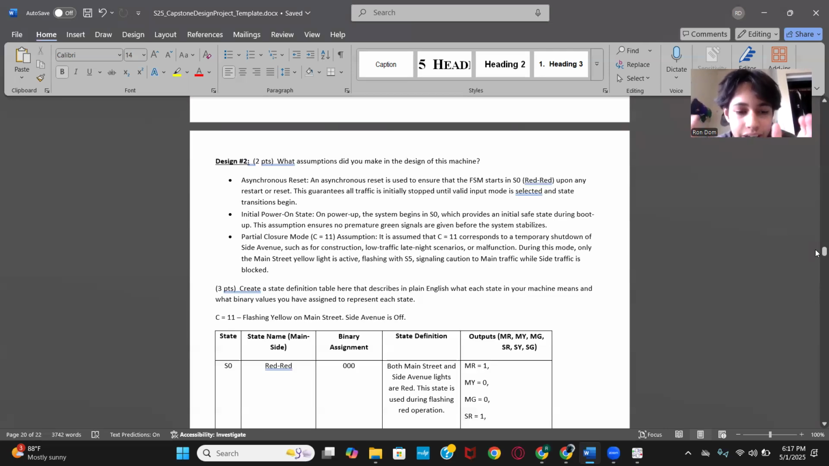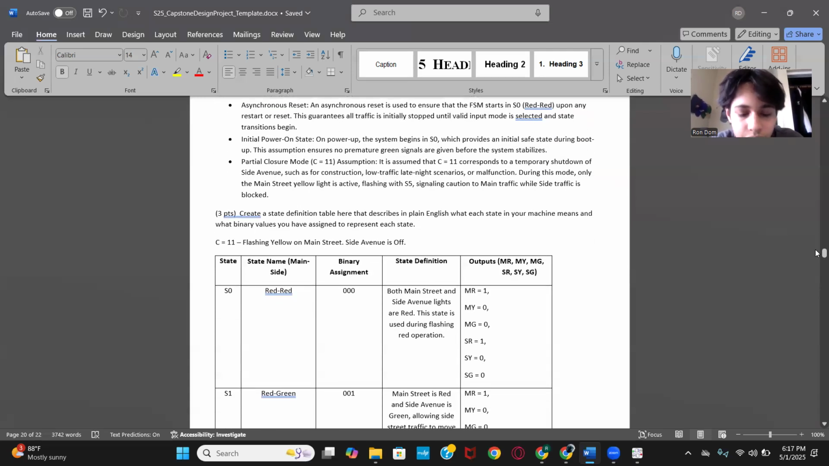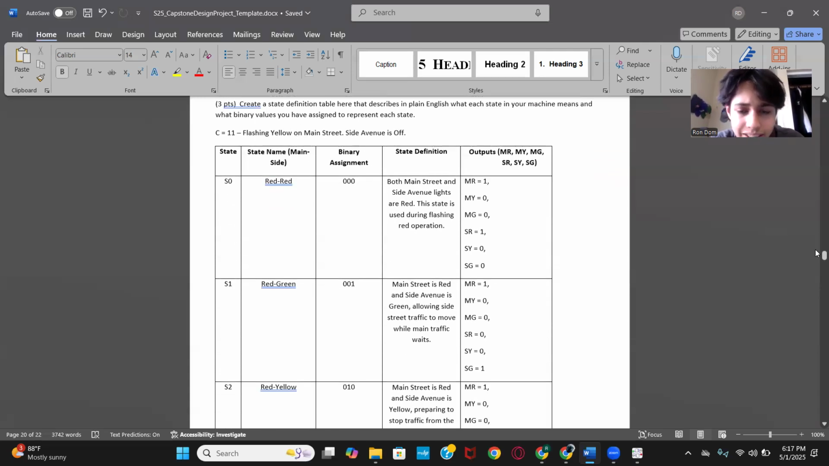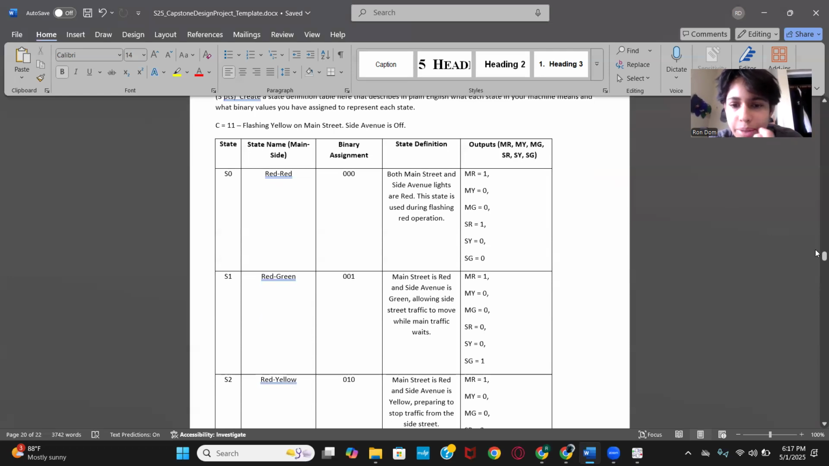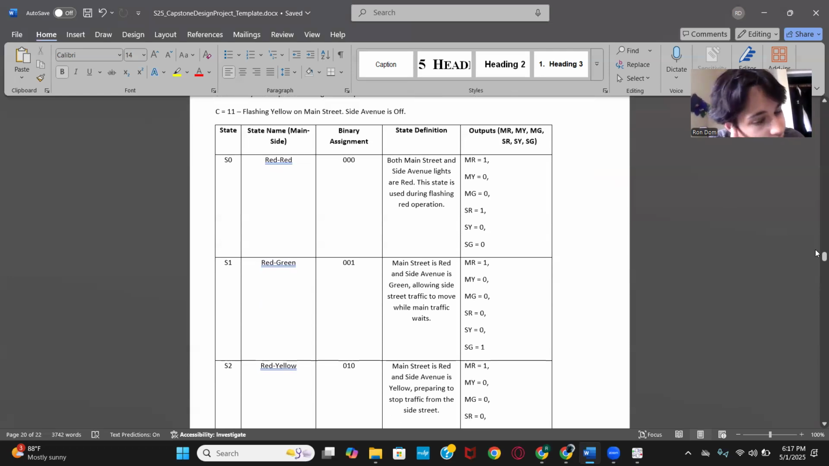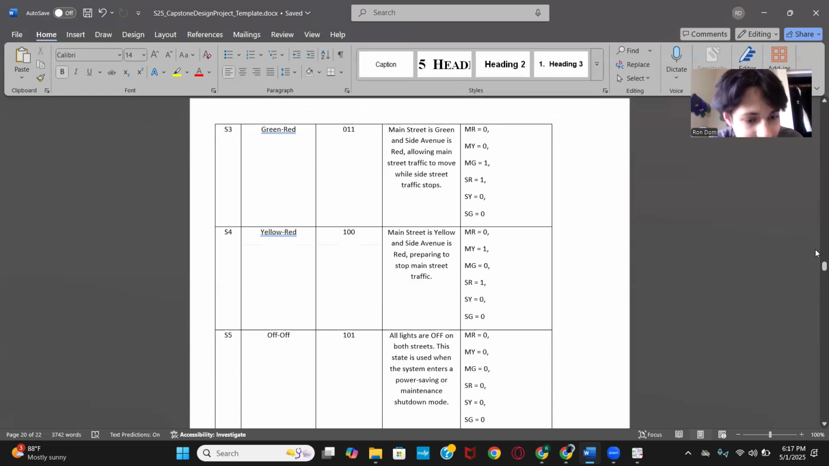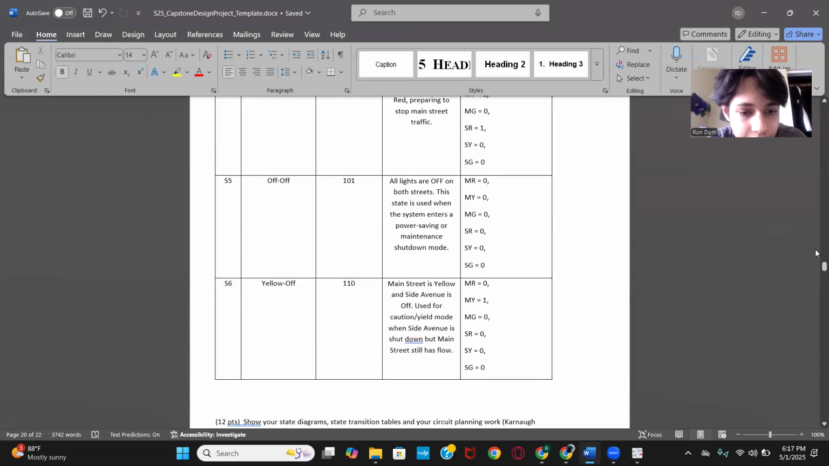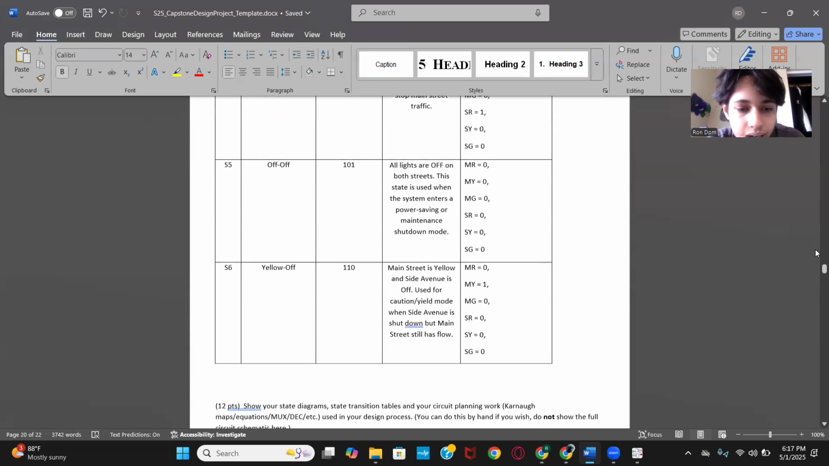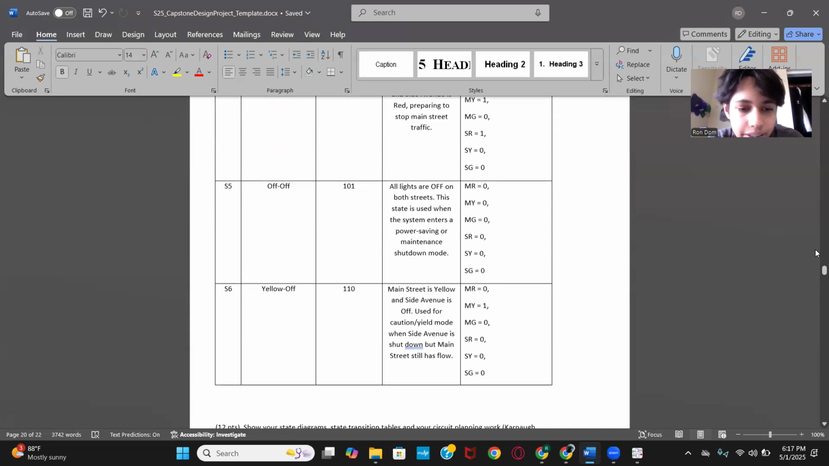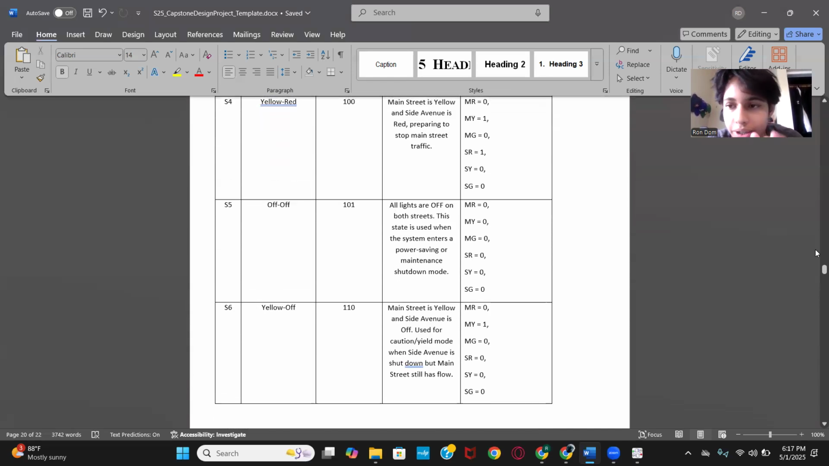Mainly, this is for a shutdown of the side avenue where traffic is only going through Main Street and indefinitely is closed on side streets. So that's why it's flashing yellow on Main and then everything else is off. For the most part, the states are exactly the same as in my design one, so I won't go into them again. But my seventh state, or state six, is yellow off. Again, I already explained that, so that's my differentiating factor between my two designs.